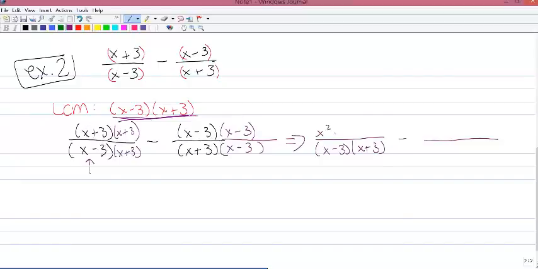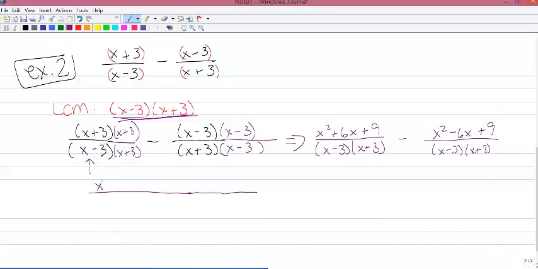So we're going to get x squared plus 6x plus 9. Over here, we're going to get x squared minus 6x plus 9. And then down here, we're just going to leave it, x minus 3, x plus 3. Okay, so now we've distributed everything through. Let's write it as a giant fraction now.